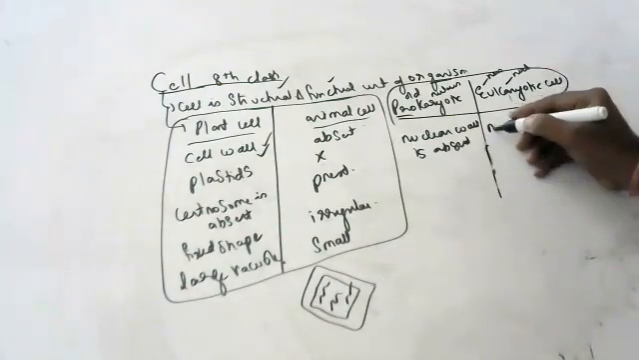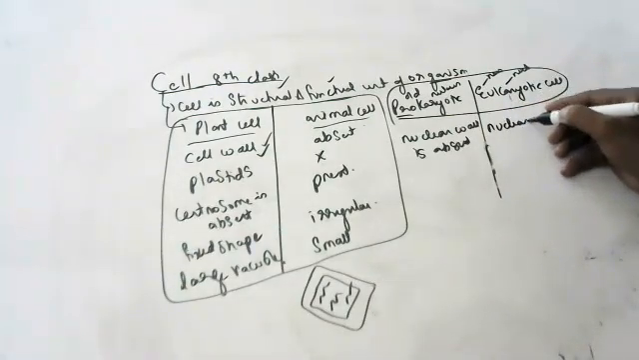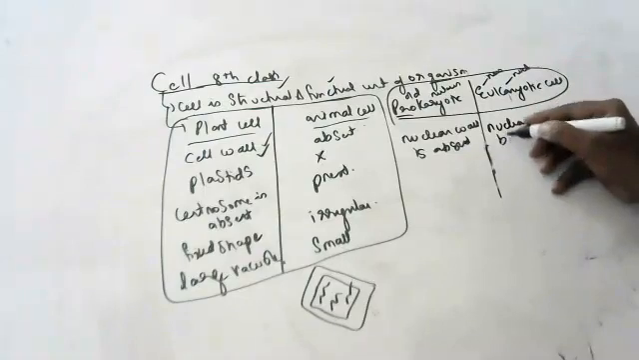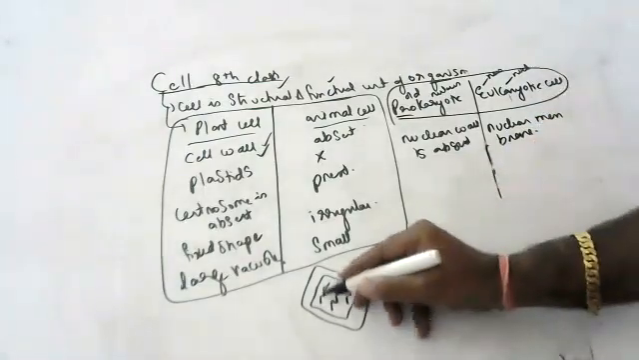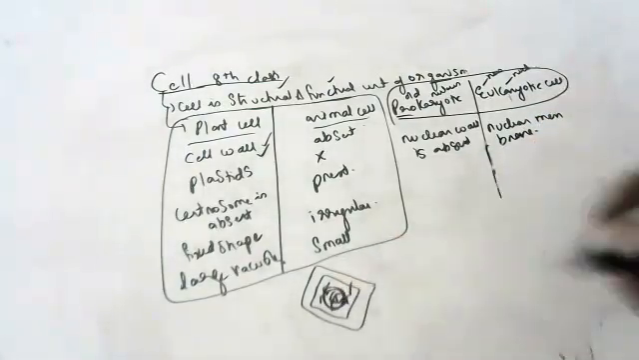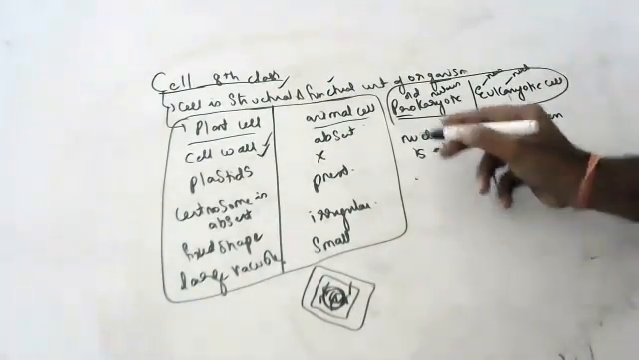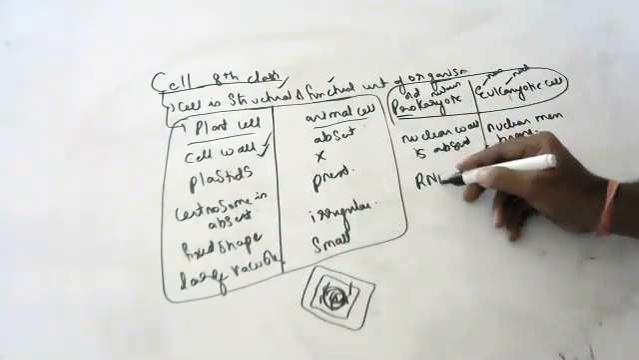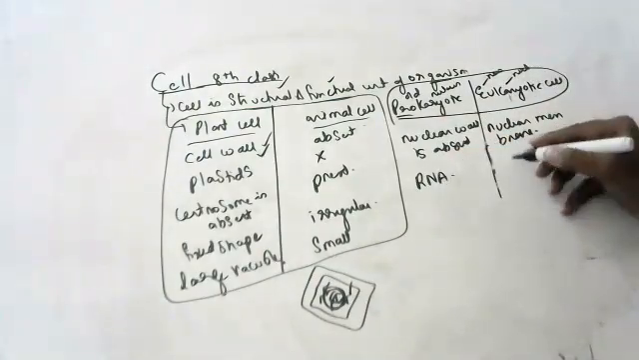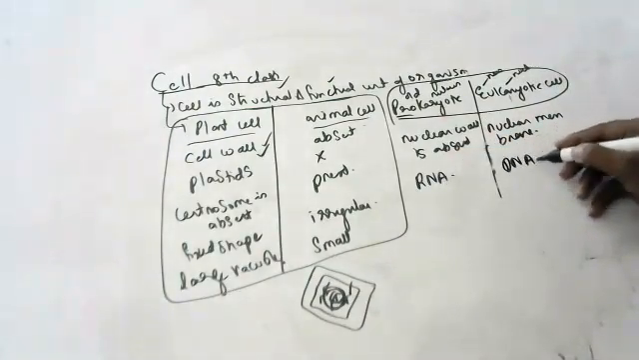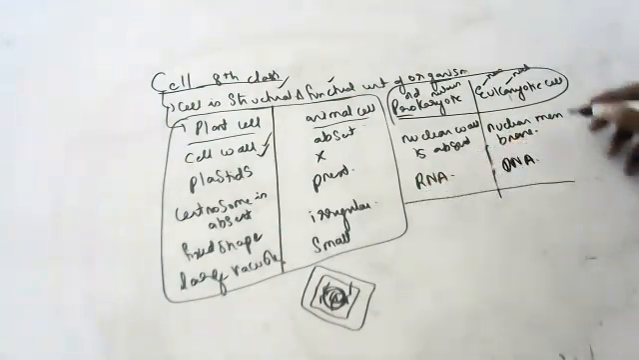Whereas eukaryotic cell has a nuclear membrane. Try to understand, children. Eukaryotic cell has a nuclear membrane, meaning a perfect nucleus is present. And prokaryotic cell has RNA as genetic material, whereas we have DNA as genetic material. These are the major differences, children.